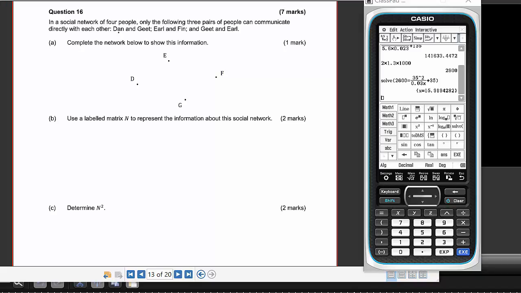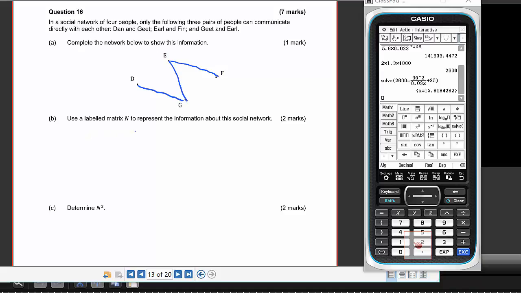In a social network of 4 people, only the following 3 pairs of people can communicate directly with each other. Dan and Geet, so we want a straight line there between those two. Earl and Finn, and Geet and Earl. So complete the network to show the information. We've done that.